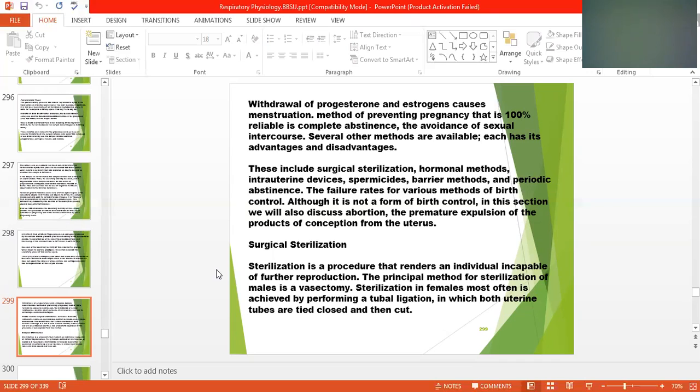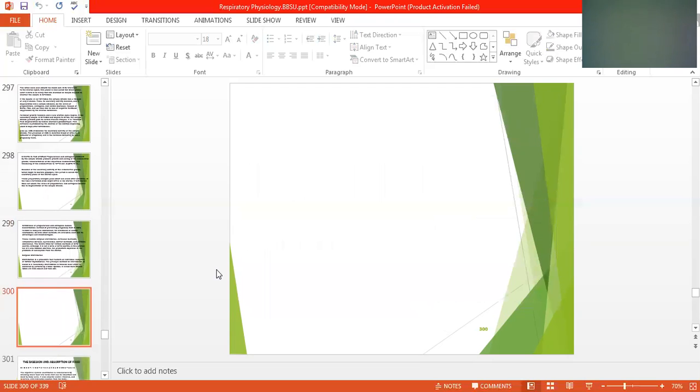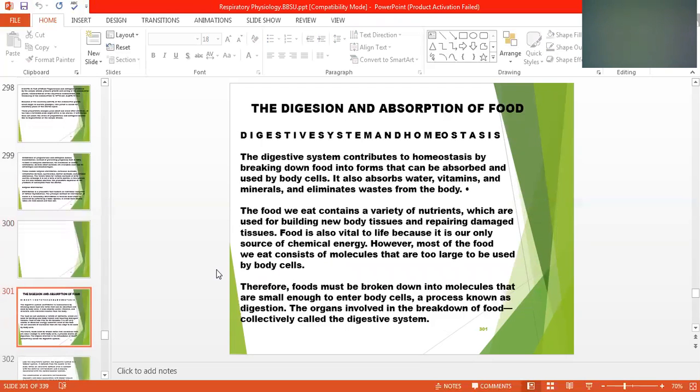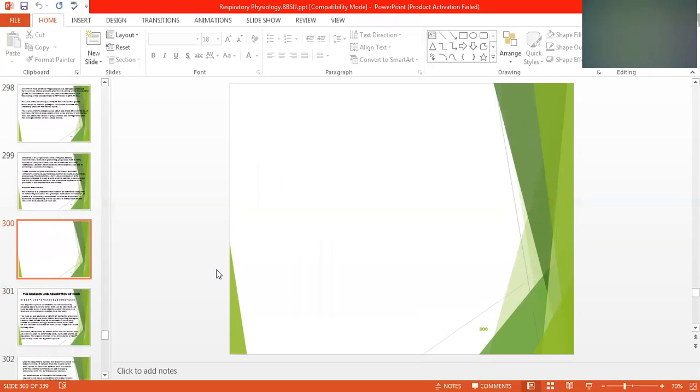Sterilization in females most often is achieved by performing a tubal ligation, in which both uterine tubes are tied, closed, and then cut. So this is all about the reproductive system of the female.